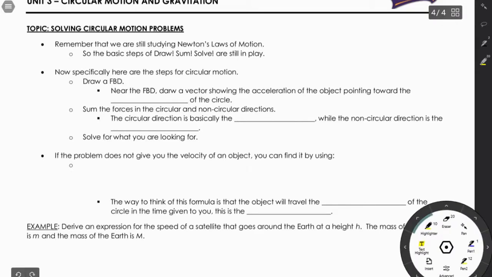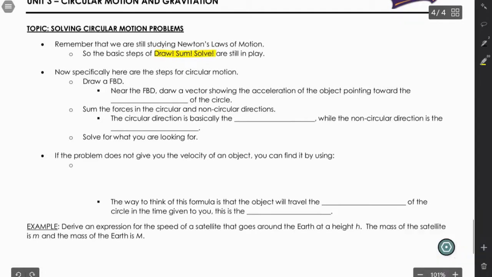Okay, and remember, circular or centripetal force is a net force. So when you apply that, it's just going to be mv squared over r. Now specifically, here are the steps for circular motion. First, you draw a free body diagram, just like we did with linear motion. Once you have the free body diagram, you draw a vector showing the acceleration of the object pointing toward the center of the circle, because the center of the circle is your positive direction there.